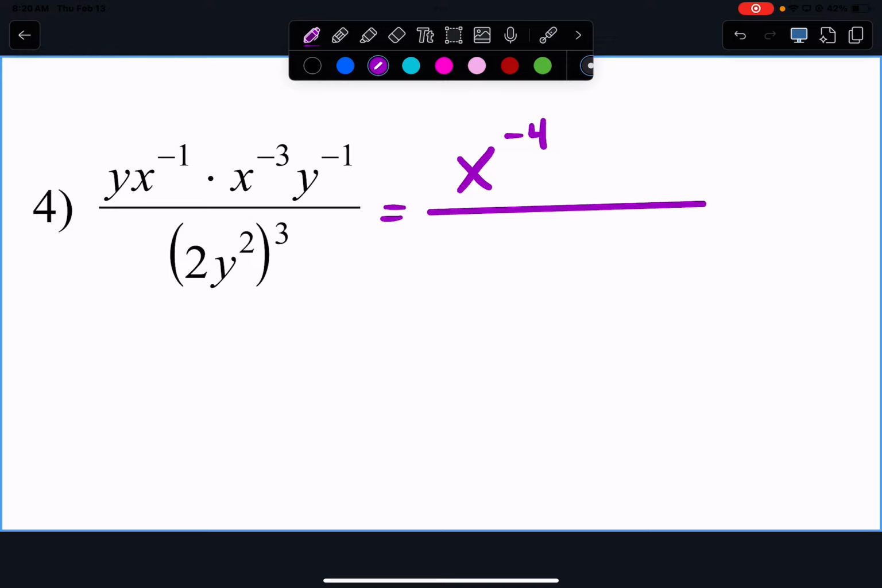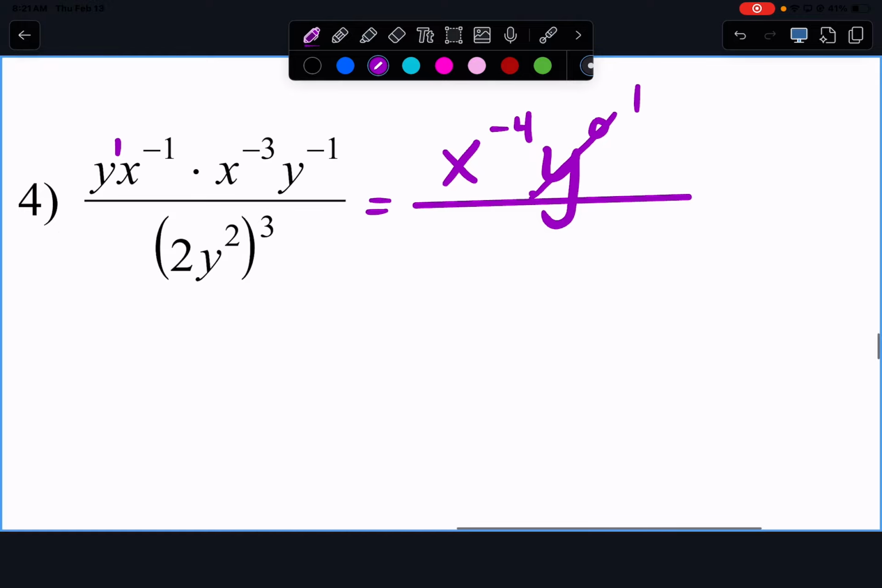Negative 4. Then for y, what is the understood exponent on this y? 1. And so we do 1 plus negative 1, and what does that give us? 0. So what does that right there become? What is y to the 0? 1. And then our denominator.